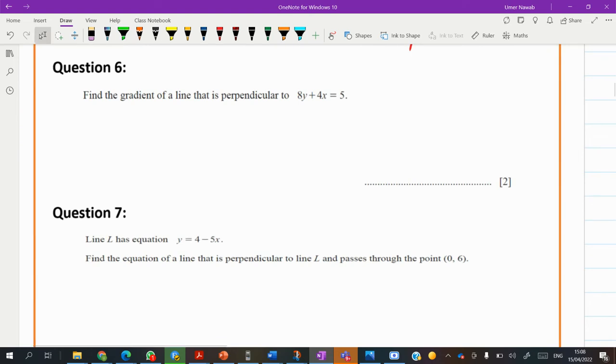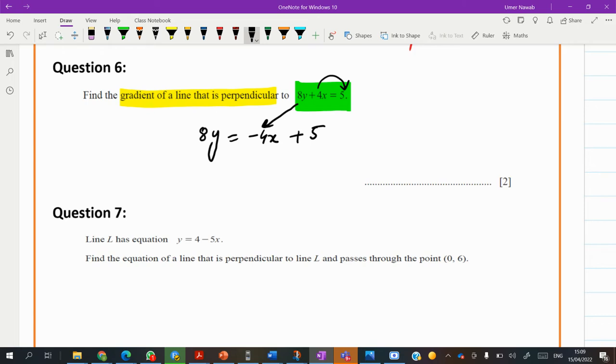Now come to question number 6. We again want to find the gradient of a perpendicular line to this line. Since this line is not given in y equals mx plus c form, we need to convert it into y equals mx plus c form. For this, we need to send the plus 4x to the other side. It becomes -4x plus 5. Now divide by 8, divide by 8, divide by 8 to make y alone on the left hand side. So minus 4 over 8 in simplest form is minus 1 over 2 x plus 5 over 8.